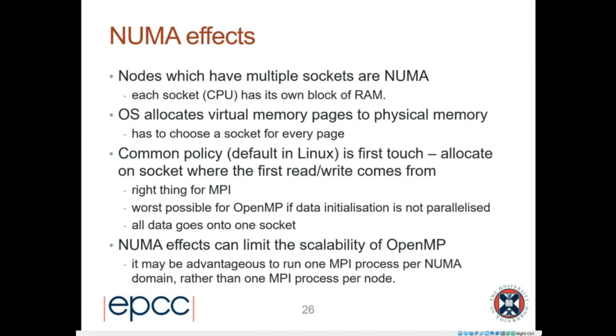In Linux, it often uses a first touch policy. Basically, it's allocated where it's first used. This can often be really, really bad. And so, again, NUMA effects can limit the scalability of OpenMP. So it tends to be the case that typically you run one MPI process per NUMA domain rather than one MPI process per node.